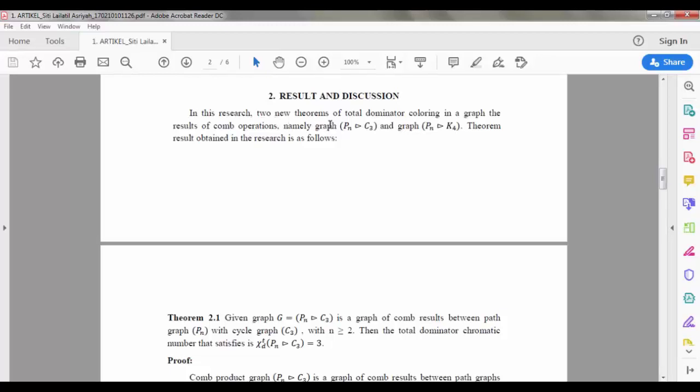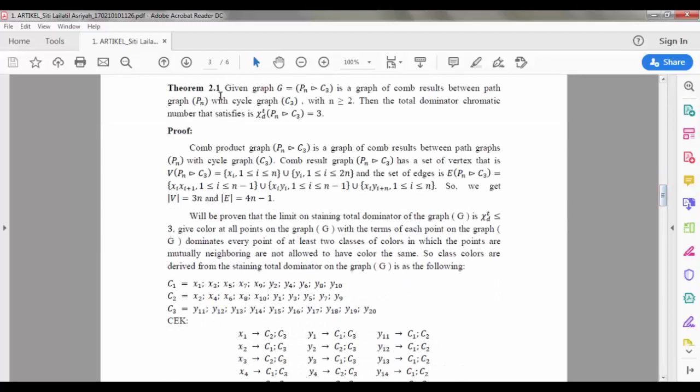In this research, there are two new theorems of total dominator coloring in a graph, the result of operation, namely graph Pn, C3 and graph Pn, K4. The theorem results obtained in the research are as follows. First, theorem 2.1. Here, the author says that given graph G is a graph of result between path graph Pn with cycle graph C3, with n greater than or equal to 2, then the total dominator chromatic number that satisfies is equal to 3.